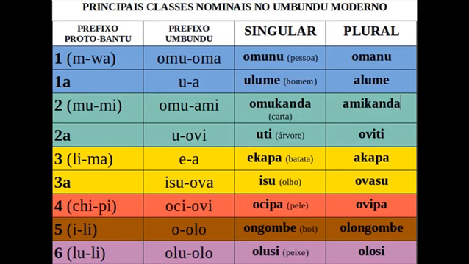The third class, e, a, isu, ova. The fourth class, that typically includes inanimate nouns, or sometimes even diminutives, or maybe even handicaps, has the prefixes ochi in the singular and ovi in the plural. The fifth class has o and olu. The sixth class has olu and olo.